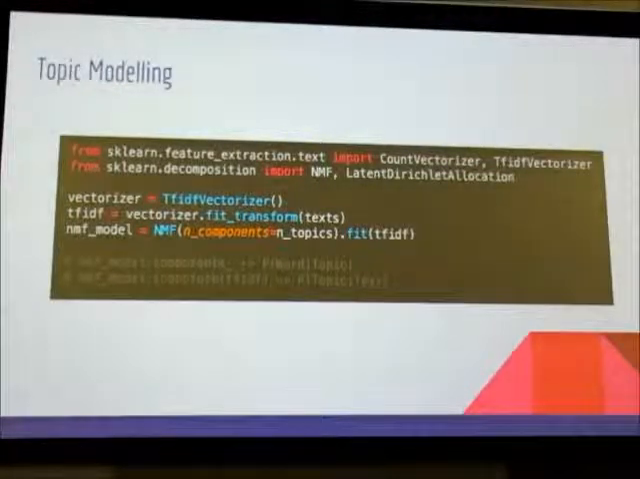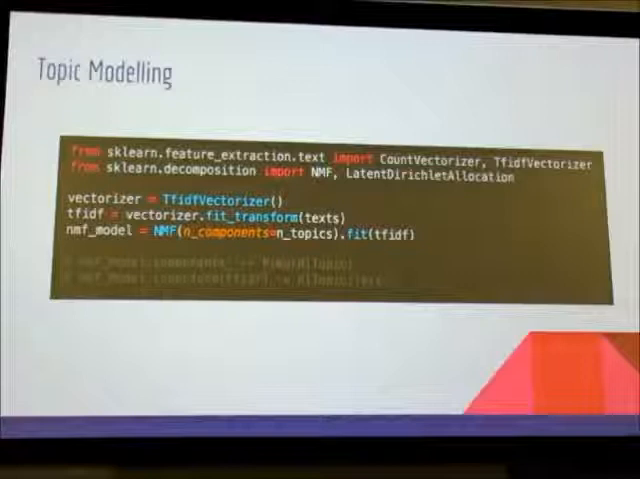And here is a simple code. We use scikit-learn, and with just 3 lines of code, you can build and train your topic models. Same as before, you create a vectorizer, either TF or TF-IDF, then transform your text data into a matrix, and then you pass it to an NMF model or LDA model to train it.